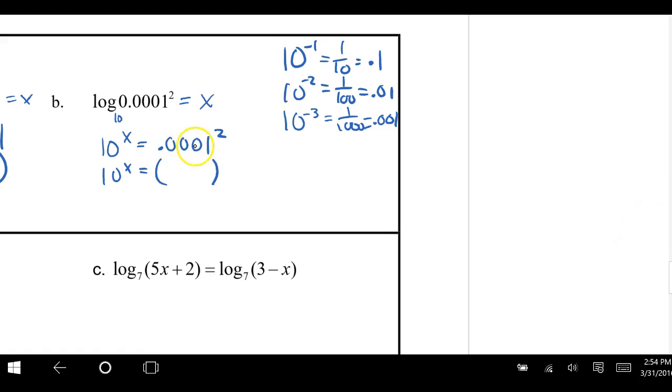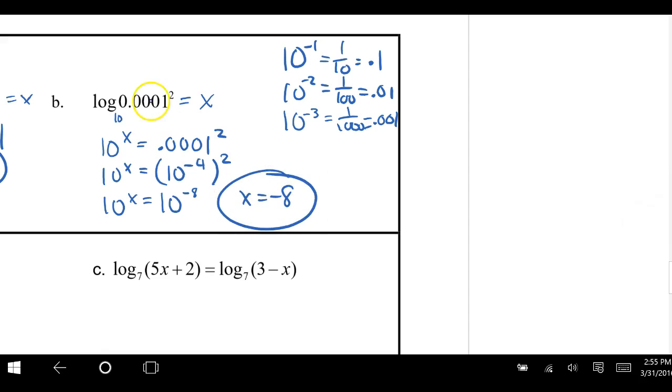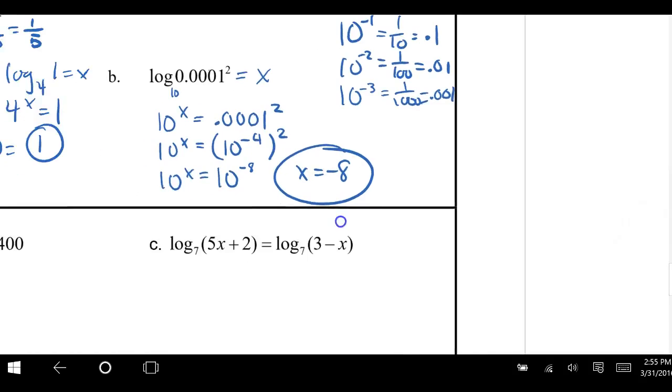And remember, it's that number squared, so keep the 2 outside, and then this will be 10 to the negative 4. Then just multiply the exponents, and we'll have 10 to the negative 4 times 2, which is negative 8. So then our answer is x equals negative 8. Or, in other words, the value of this expression is negative 8.